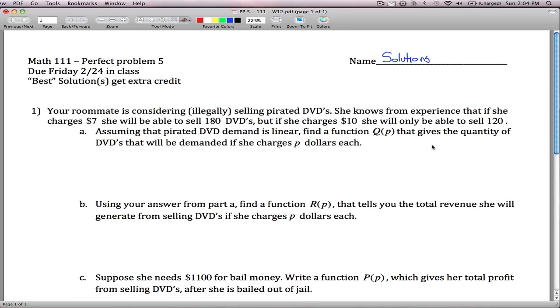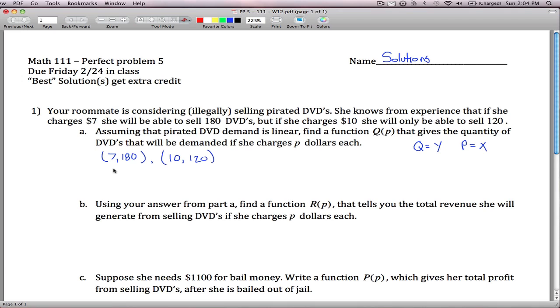So the way you might want to think about this is that quantity is what you think of as the Y, and price is what you think of as the X, since price is going to be our variable here. So basically what we're given here is two different points. We're given the point when X equals 7, Y equals 180. So we got 7 and the point 180. And then we got another point when X equals 10. The quantity is 120.